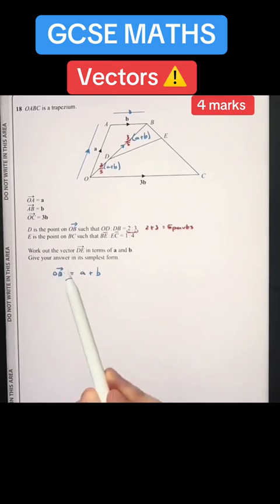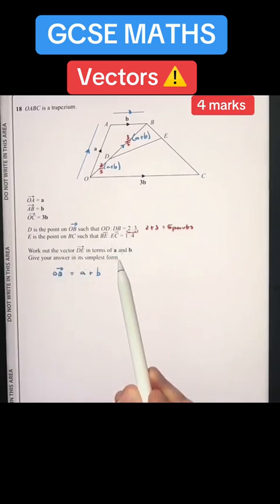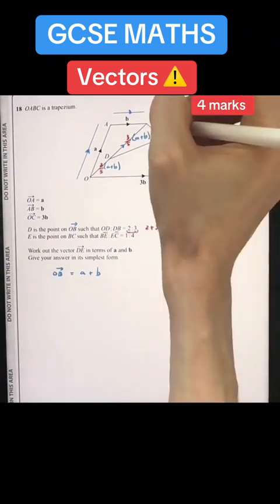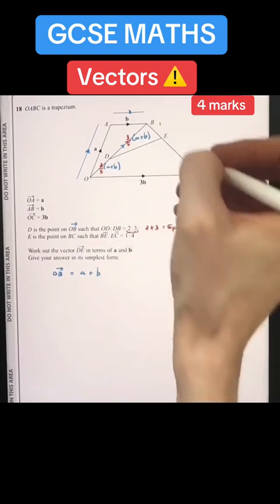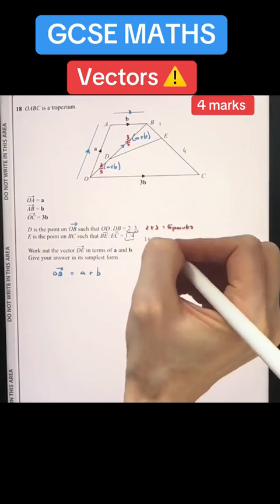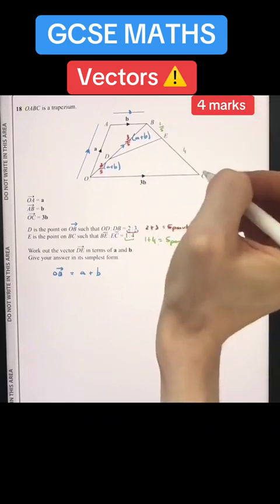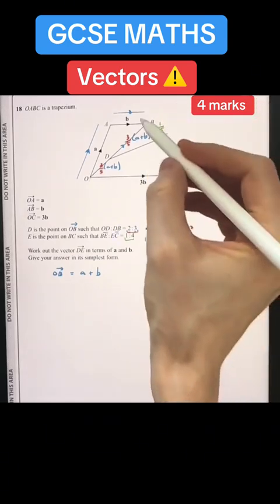E is the point on BC such that the ratio of BE to EC is 1 to 4. Well, BE, therefore, that's the 1 part. And EC, this is the 4 parts. Adding up the total number of parts, well, 1 add 4 gives us 5 parts. Hence, BE is 1/5, and EC, that's 4/5 of BC.